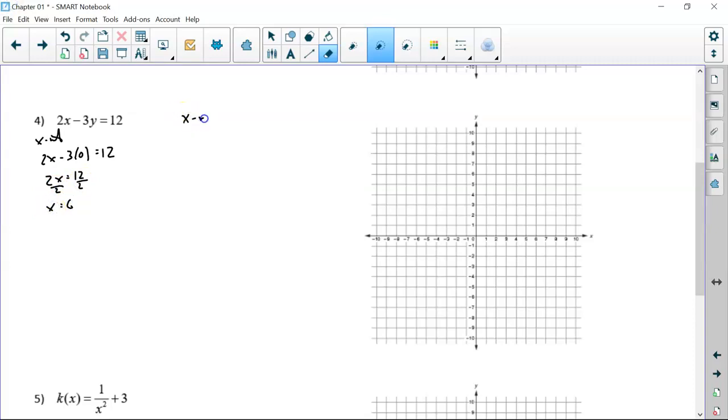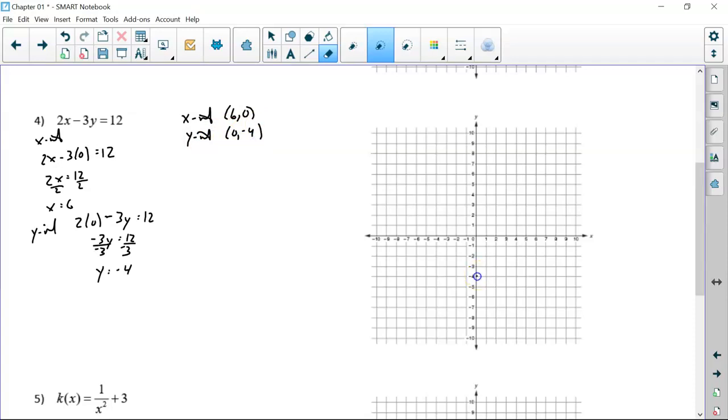So my x-intercept is at 6, 0. Now the y-intercept, set y equal to 0. So, I'm sorry, x equal to 0. So 2 times 0 minus 3y equals 12. Negative 3y equals 12. Divide both sides by negative 3. Y equals negative 4. So our y-intercept is at 0, negative 4.